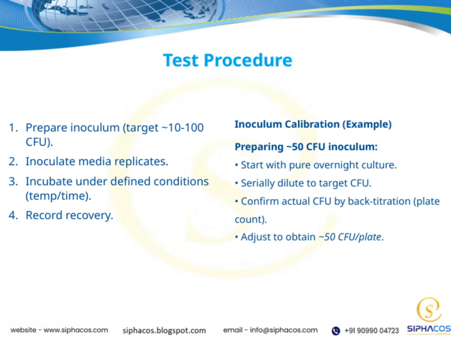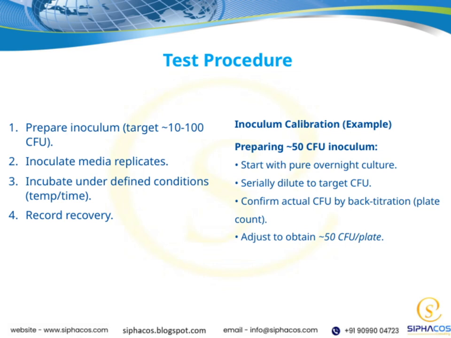Moving on to the test procedure, we prepare our inoculum with a target range of about 10 to 100 CFU, depending on the specific requirements. We then inoculate our media replicates, making sure each one receives the right amount. After inoculation, the plates are incubated under specific conditions. This includes controlled temperature and incubation time, so that the bacteria can grow properly. Finally, we record the recovery, which is the number of colonies that grow, to assess the effectiveness of our process and ensure consistency. This calibration step is crucial because it standardizes our inoculum, leading to reliable, reproducible results across all experiments.